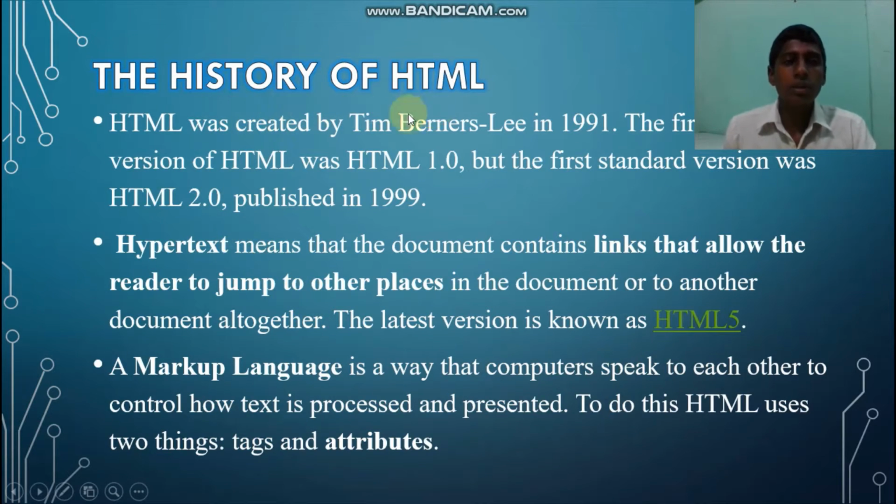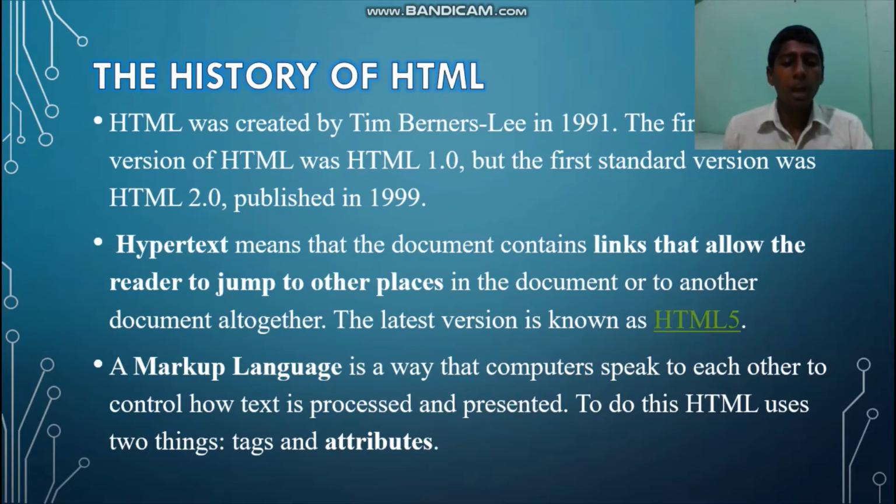Here comes the history of HTML. HTML was created by Tim Berners-Lee in 1991. The first version of HTML was HTML1, but the first standard version of HTML was HTML2, published in the year 1999. Hypertext means a document contains links that allow the reader to jump to other places in the document or to another document altogether. The latest version of HTML is known as HTML5.